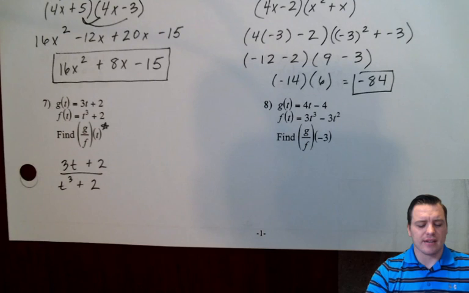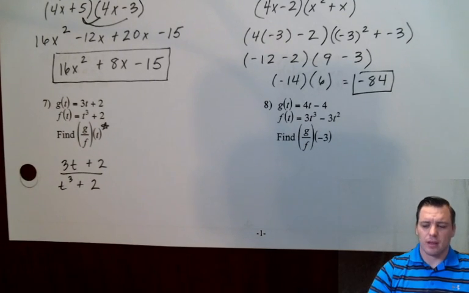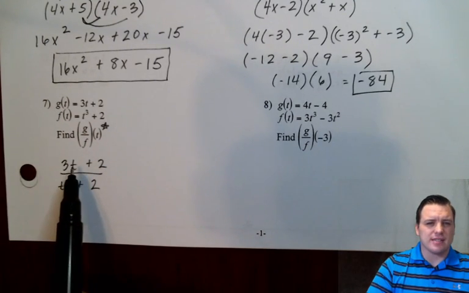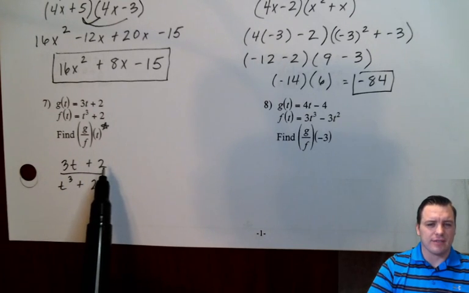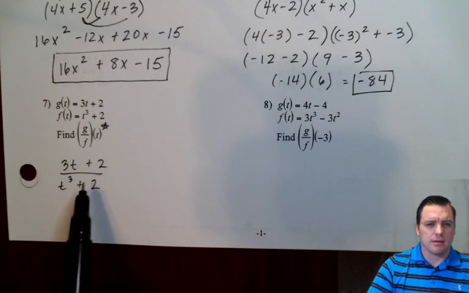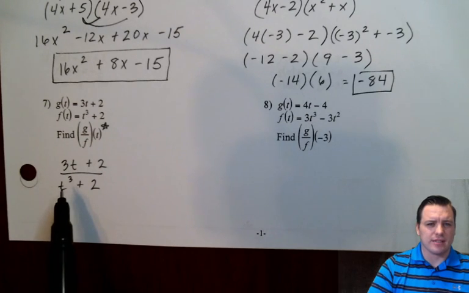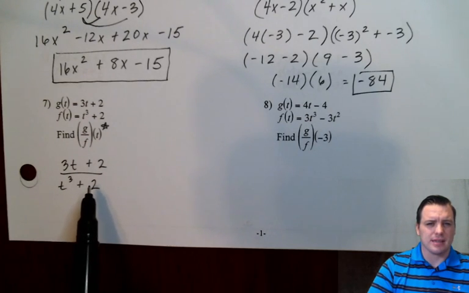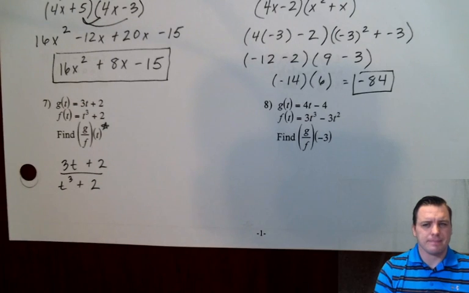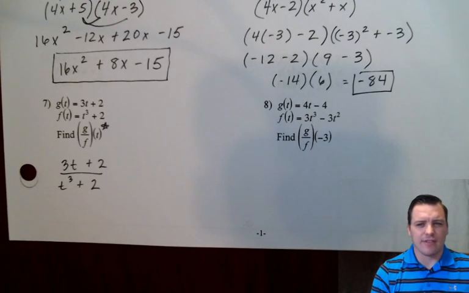All right, Tara has a good idea. She says you can factor out the t and the 2 will cancel. In order to factor out a t from the numerator, the 2 would have to have a t. Same thing in the denominator. In order to factor out a t here, there'd have to be a t here that I could factor out. So I can't factor out a t. Good idea though. Good guess. Anybody else?